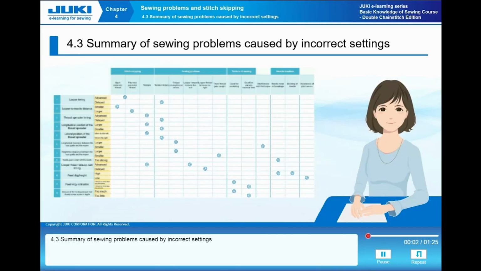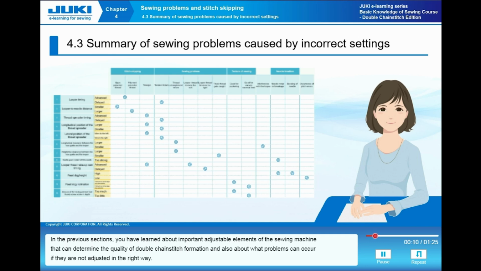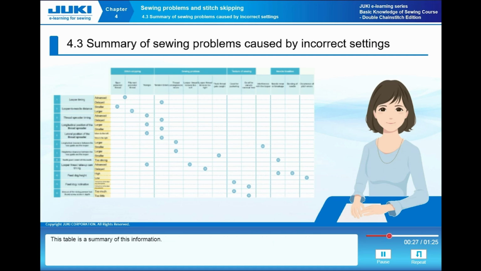4-3. Summary of sewing problems caused by incorrect settings. In the previous sections, you have learned about important adjustment elements of the sewing machine that can determine the quality of double chain stitch formation, and also about what problems can occur if they are not adjusted in the right way. This table is a summary of this information.